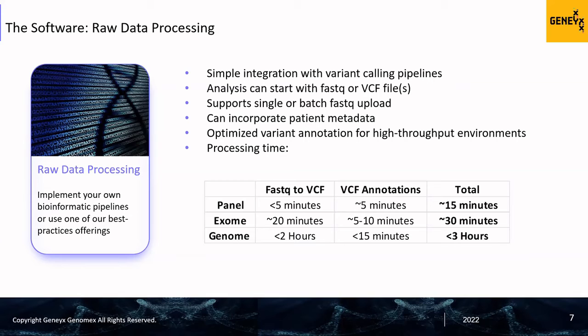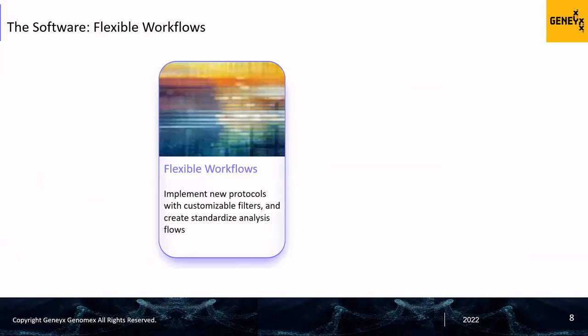We do support fast annotations as well as the processing. For gene panels and exomes, you can expect to perform an analysis from FASTQ in under 30 minutes. And for genome, that's under 3 hours. So this allows rapid processing from FASTQ to a clinical report.